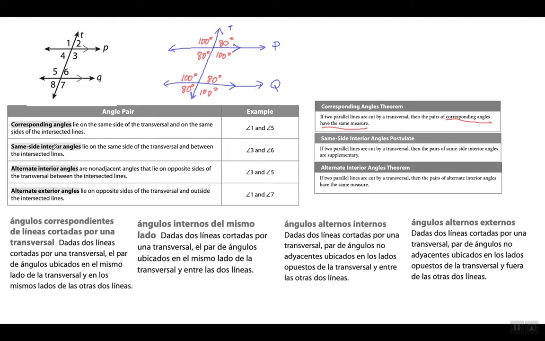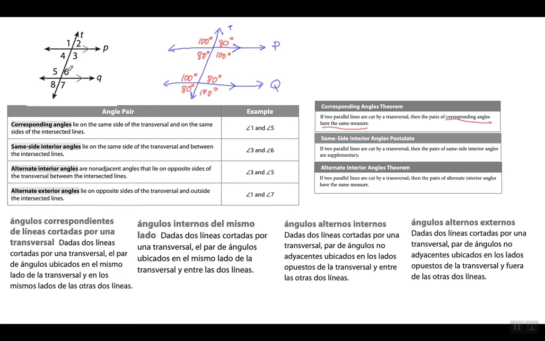Okay, now let's look at the next one. Same side interior angles. The word tells you what it means. They're on the same side and on the interior. Okay, same side interior angles lie on the same side of the transversal and between the intersected lines. Okay, the example they give you is angle 3 and 6.